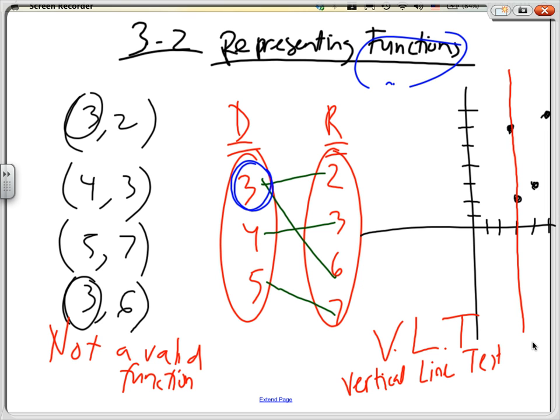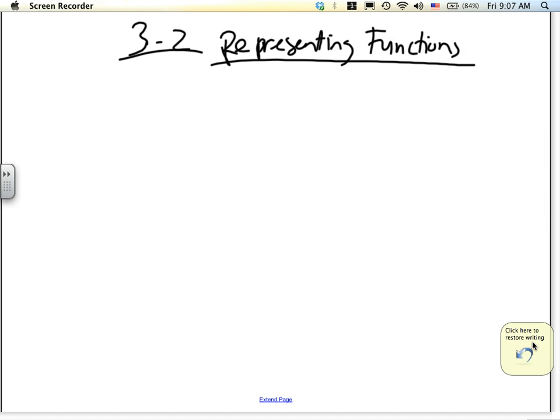Yes? Would it also be not valid if the range had a duplicate? Good question, which I'm about to bring up right now. So far I said that it's not okay to have duplicates in the domain. We cannot have that case, right? Now, Jennifer asked, what happens if I have duplicates in the range? Is it okay? So let's bring up another example that has duplicate range.